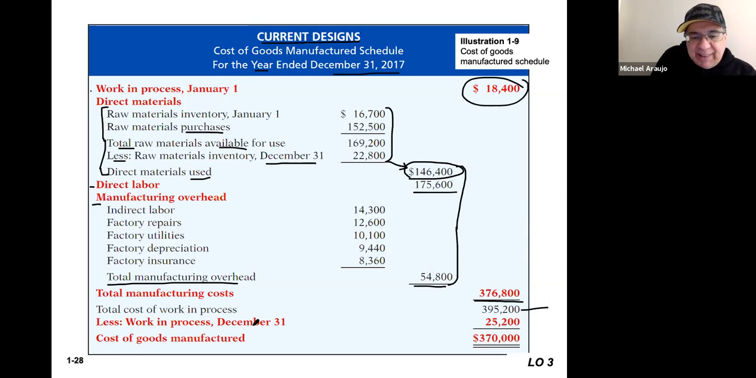Then they look at the end of the year. This is a December 31st statement. And they say, okay, what do we have in work in process right now? Well, they have $25,200 of work in process right now. And the difference between those numbers is the cost of goods manufactured. So this $370,000 is the cost of goods manufactured.